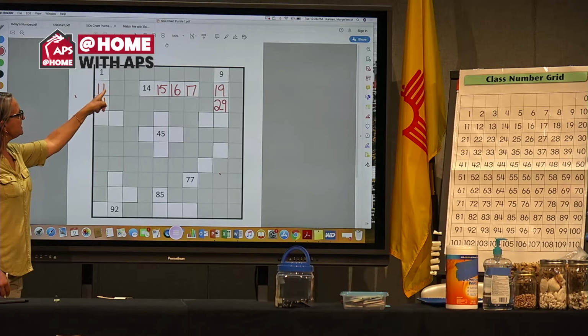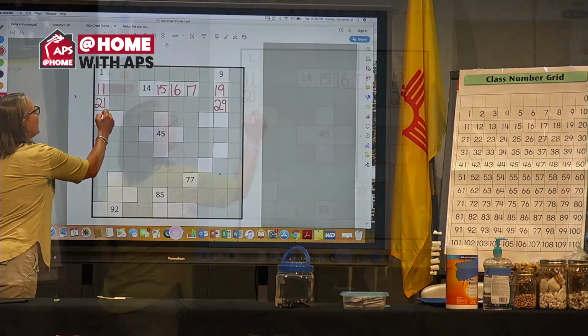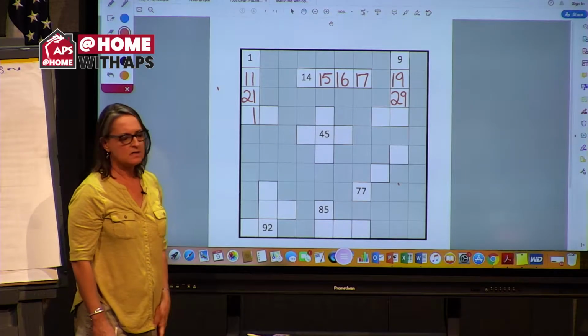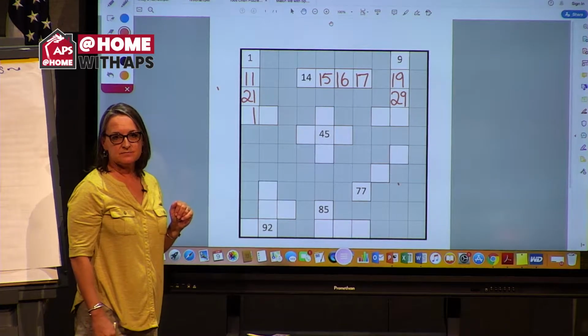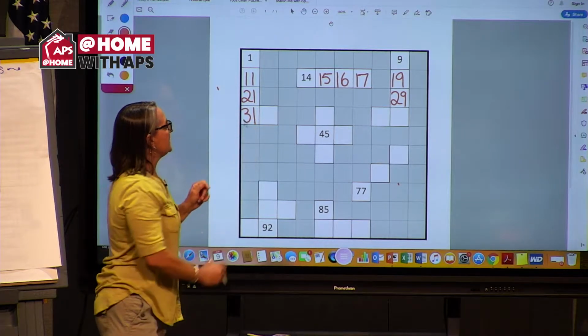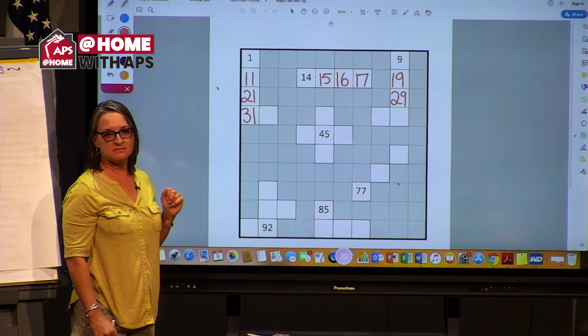The last digit is a 1 in every one of those numbers. So I think the last digit in this number, or the second digit, will be a 1. What number do you think it is? That's right, it's 31. Because 31 is 10 more than 21.